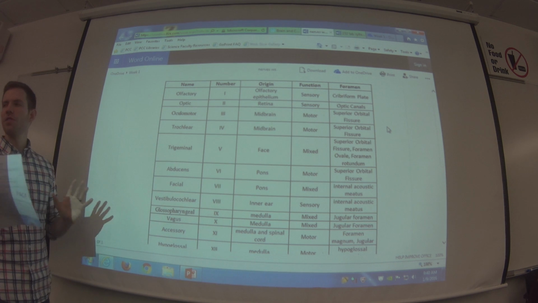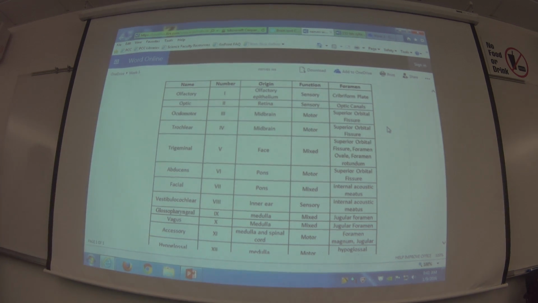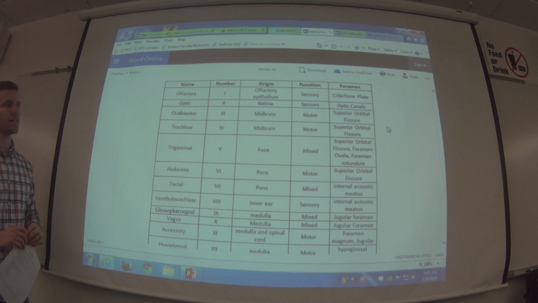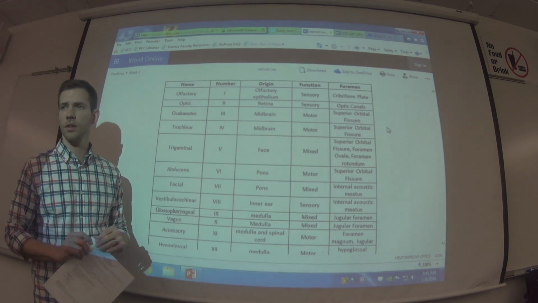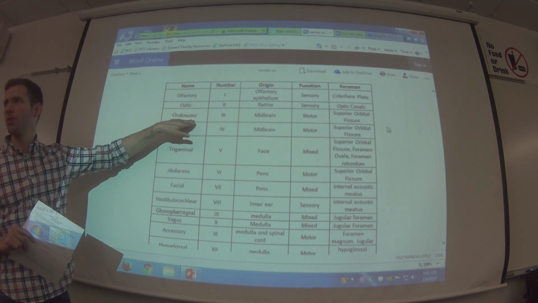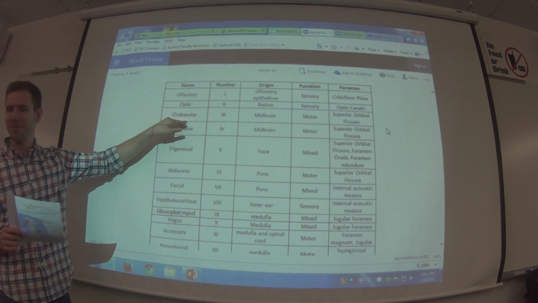So that's all the information I want you to know about these. You don't have to be very, very specific about what their functions are. So if I ask you the function, it's either sensory. For oculomotor, this one kind of gives it away, right? It's a good name, oculomotor.